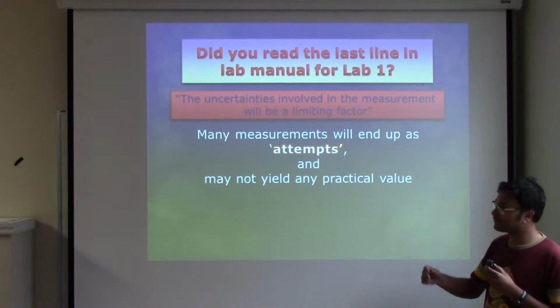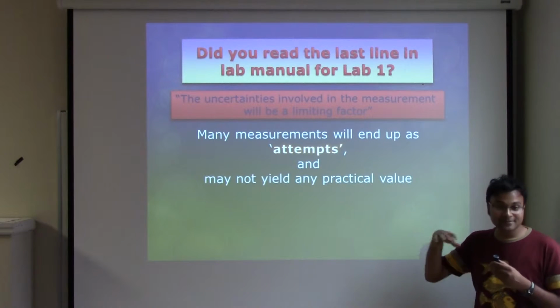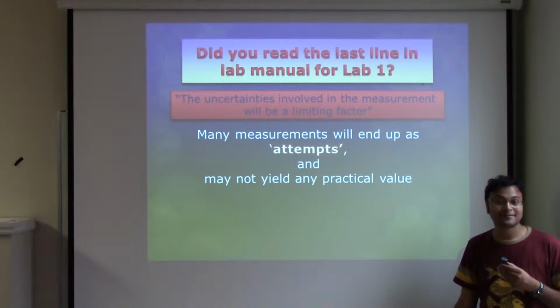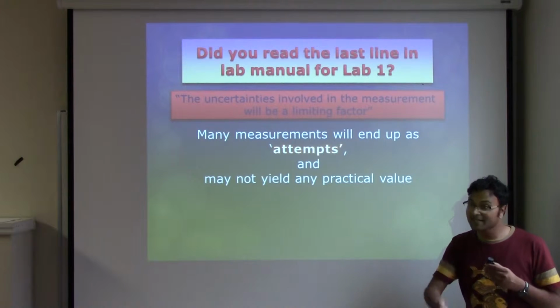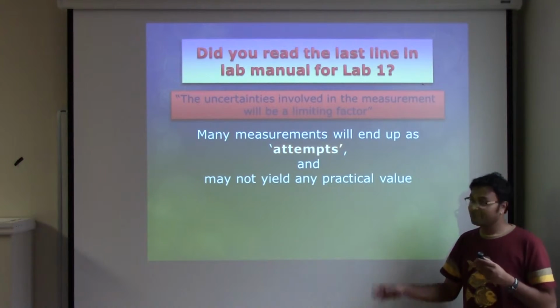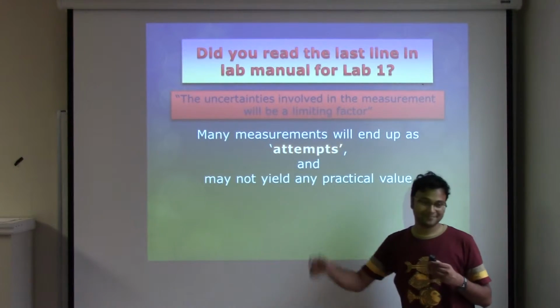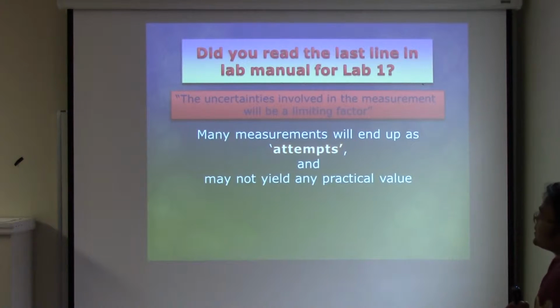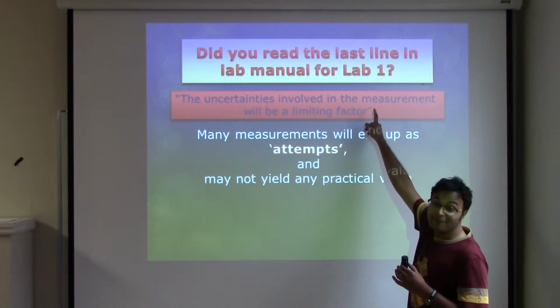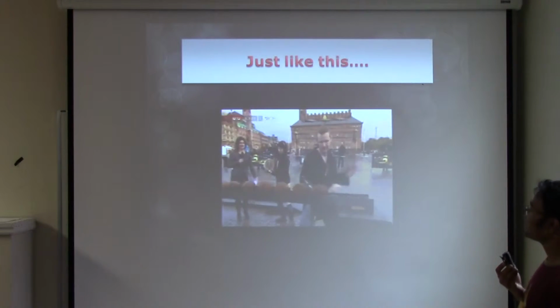But the thing is, you made an attempt, or your instrument might not be helping you all the time. For example, if you try to measure a really tiny current, which should be measured by a high precision equipment, you might not be able to get that. If you don't get that, it's bad luck, but we will make attempts. This line is not from me, it's from the lab manual. That's what I'm trying to say.